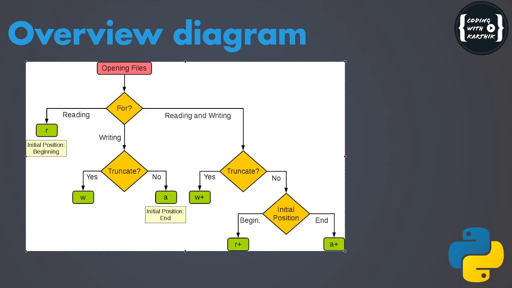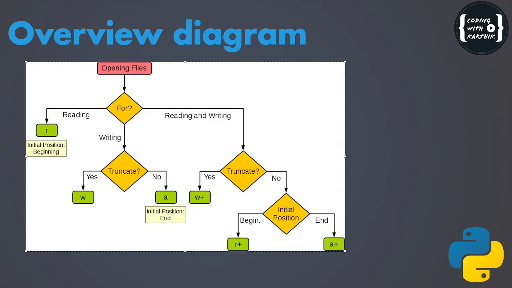And for both reading and writing, we can go with W plus mode when you want to truncate, otherwise we can go with R plus mode or A plus mode. If you open with the R plus mode, the initial position is at the start. If you open with the A plus mode, the initial position is at the end, since A plus means appending the content at the end of the file. So these are the different modes.